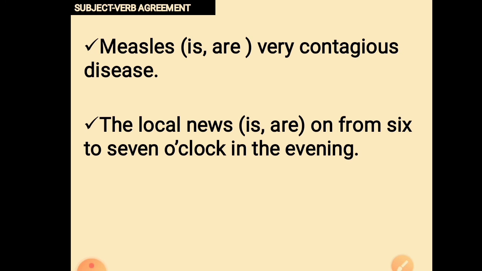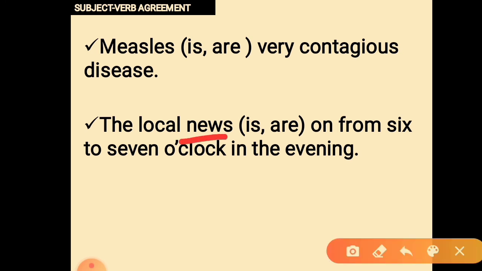So in this case, we have the noun news. Tama? News, in this case, is a special noun. It is plural in form, but the meaning of the word news is singular. So the verb that we'll be using is singular as well. So it should be is. So that's how special nouns work.